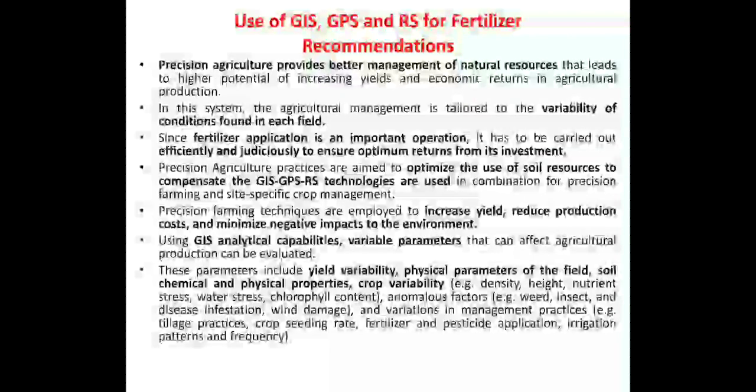You can see them one by one. The first one is the use of GIS, GPS and remote sensing for fertilizer recommendations. Mainly in precision agriculture or precision farming, there is better management of natural resources with the help of technology, that is geographical information system, global positioning system and remote sensing, which are used to manage the natural resources by providing the data collected in a specific area. It should be analyzed, compiled, interpreted and processed or disseminated, and used for the conservation and management of natural resources.